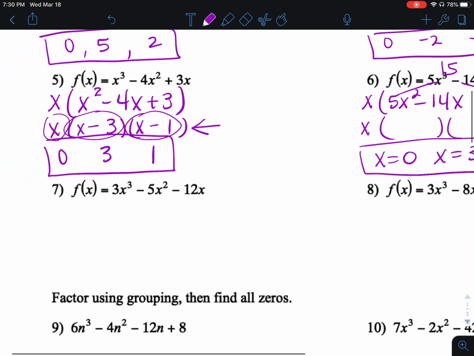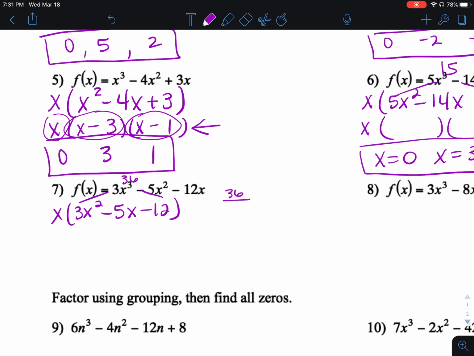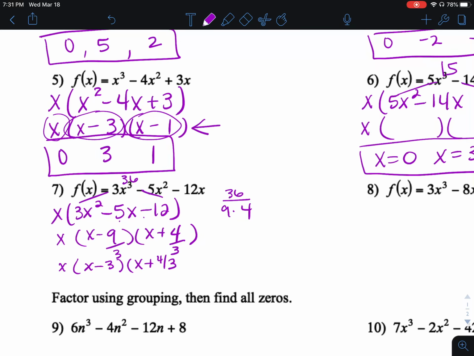Number 7, once again, factor out an x to begin with, and now we're going to end up with AC method. So 3 times 12 gives me 36. I'm looking for factors of 36 that subtract to give me 5. Okay, so x on the outside. So that's going to be 9 and 4. So now we have minus and a plus, and then we divide by our a value. So we have x times x minus 3, and then x plus 4/3. Remember, all we're doing essentially is flipping the sign on those. So we get 0, 3, and -4/3 as our three solutions.